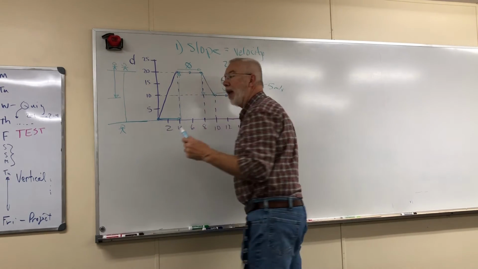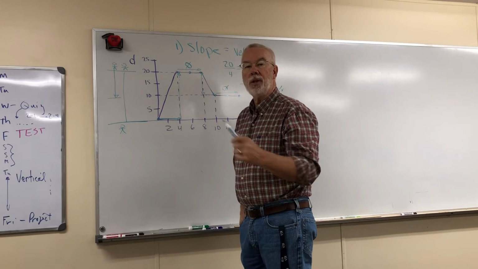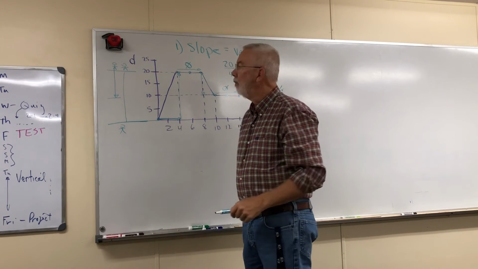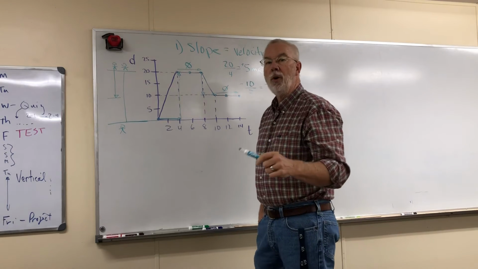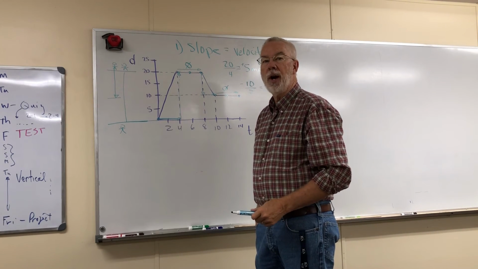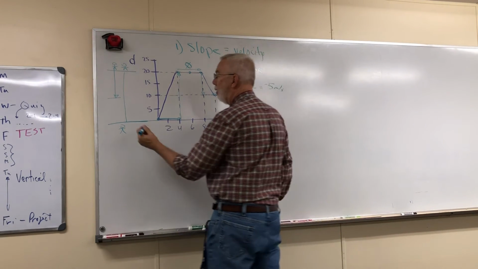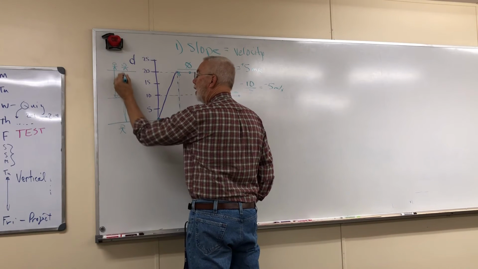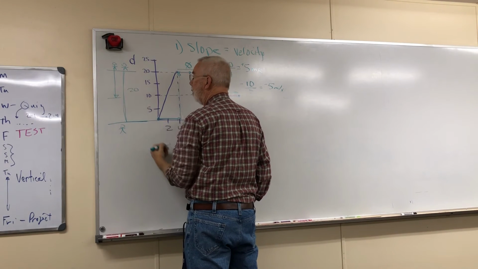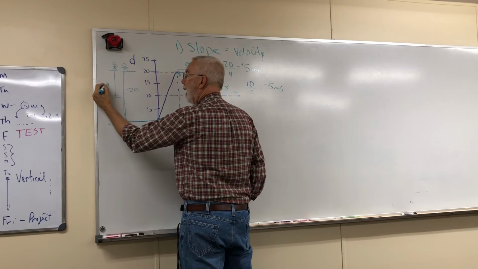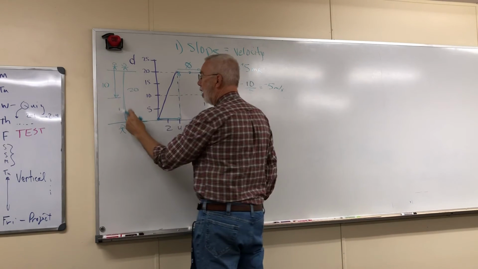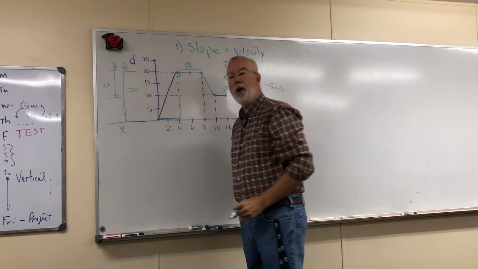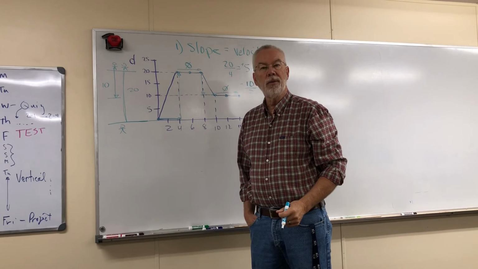And the last 2 questions that were asked about this graph on the homework was, number 1, what was the total distance traveled? Well, if you look at my diagram over here, you can see that he walked out 20 and then he came back 10. So the total distance that he walked was 30 meters.